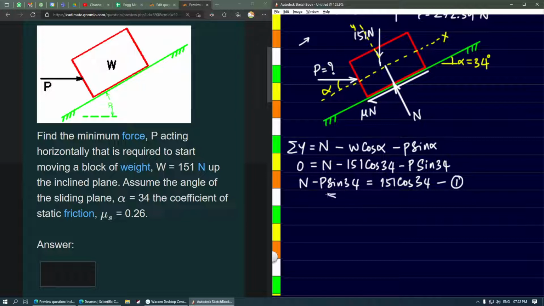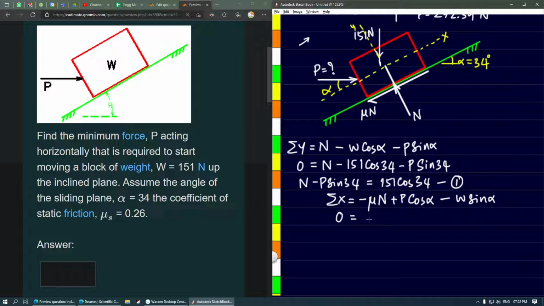Next, let us take the components in X direction. So when you see in X direction, mu times N, this is the friction force which is acting opposite to X, so minus mu N will come over here. The component of P will be in positive X direction, so plus P cos alpha, and the component of W, the weight, that is in X direction, that will be opposite to X, so minus W sine alpha. So these are the components of forces in X direction. So now of course the sum of all these components also has to be 0 because the object is stationary, it has not yet started moving.